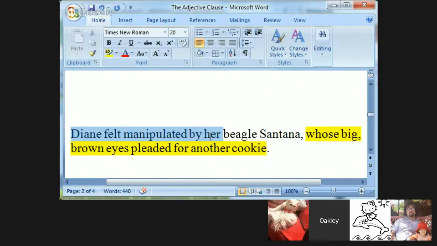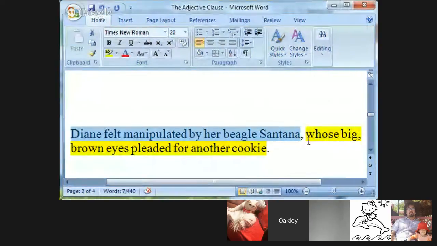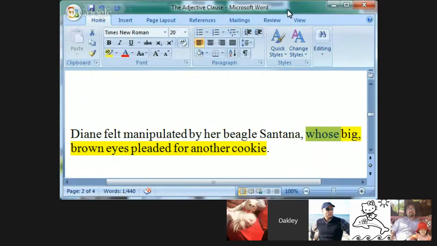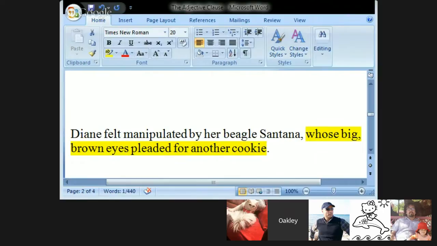Diane felt manipulated by her beagle Santana, whose big brown eyes pleaded for another cookie. Rasha, whose is a relative pronoun. Pronouns, of course, take the place of another noun. What is the noun that whose refers to? Diane? Diane's big brown eyes pleaded for another cookie? No. Sorry, her beagle. That would be right. Her beagle has the big brown eyes.